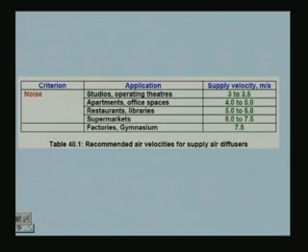For example, for studios and operating theatres, the supply air velocity should be between 3 to 3.5 meters per second, whereas in apartments and office spaces it can be slightly higher, from 4 to 5 meters per second, whereas in restaurants and libraries it can be between 5 to 6 meters per second. In supermarkets, where there is a lot of background noise, you can afford to go for higher supply velocities, that means you can go up to 6 to 7.5 meters per second. Similarly, in factories and gymnasiums you can go up to 7.5 meters per second.